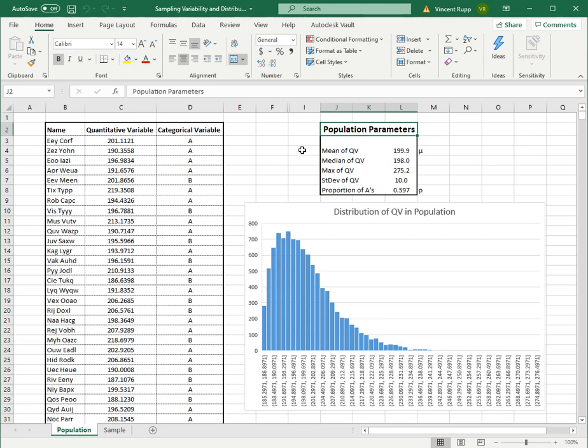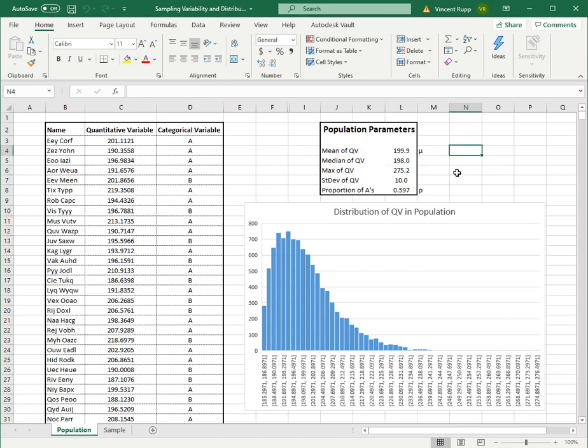We can calculate some stuff we've seen before, a mean or an average, a median, a max, standard deviation, and the proportion of A's. We could look at a distribution of the quantitative variable too. You see it's unimodal, but it's got a very strong right skew. In fact, the max of 275.2 is such a short bar it doesn't even show up here, but if we hover over it, it'll tell us there's a point.